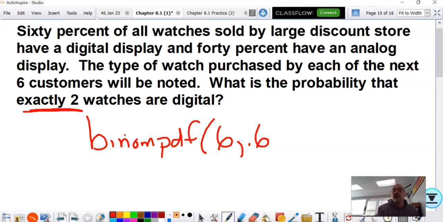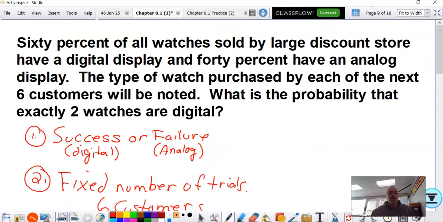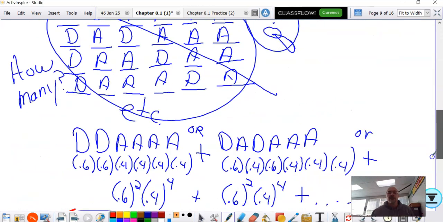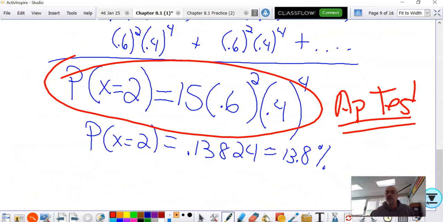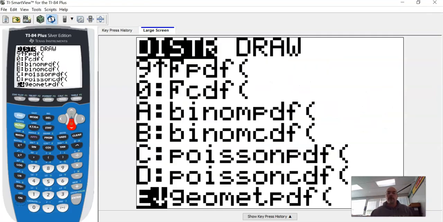40% have analog, 60% of the watches sold are digital, and then exactly 2. Now, when I do this on the calculator, ladies and gentlemen, I should get this exact same answer of a little over 13%, 0.138, okay? So here we go. So I'm going to go to the calculator.